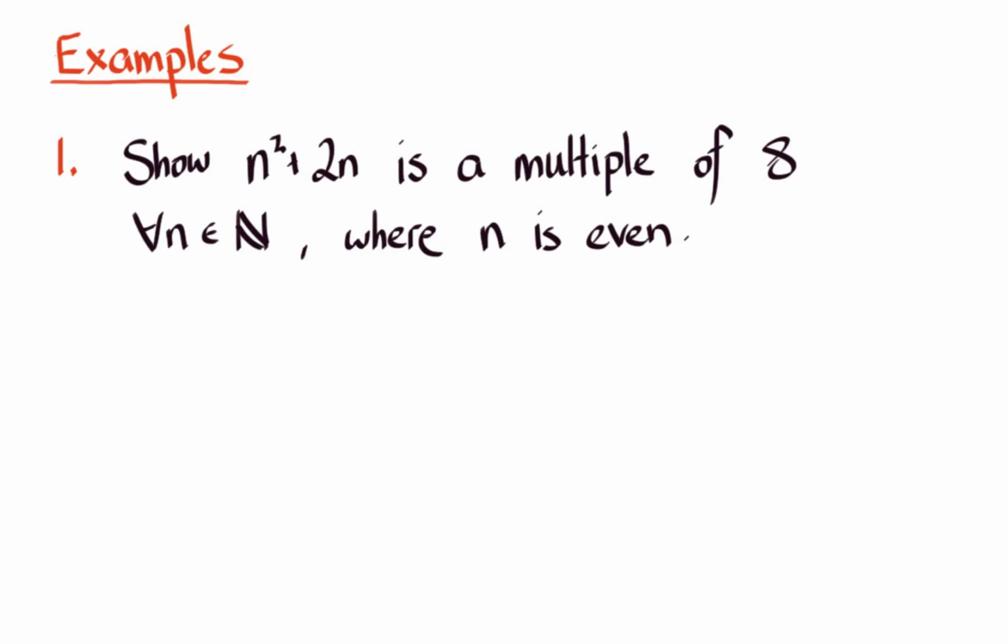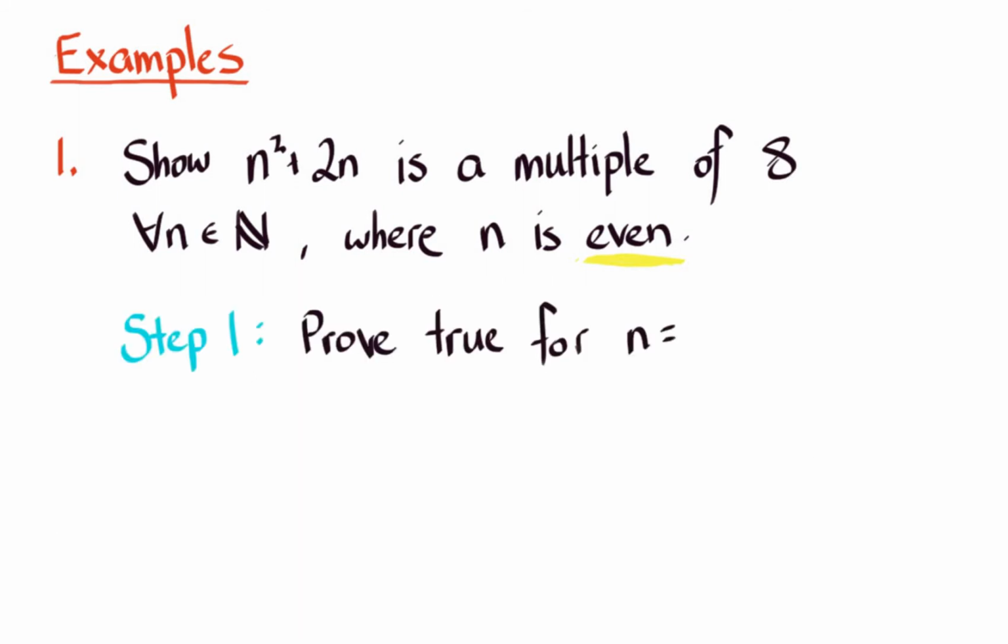Show n squared plus 2n is a multiple of 8 for all n that belongs to the set of natural numbers. And this is the bit that's different from part 1, where n is even. So this is going to play quite a large role in how we do this question. It's going to change each of our 3 steps. So let's see what step 1 looks like.